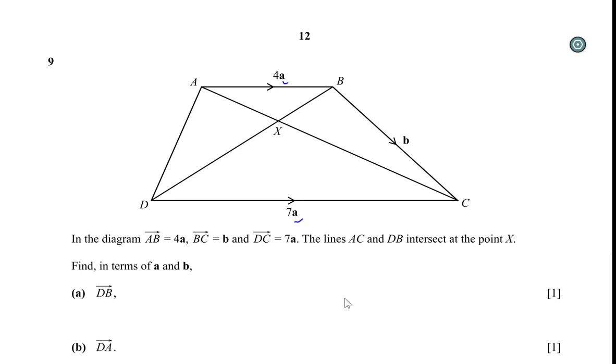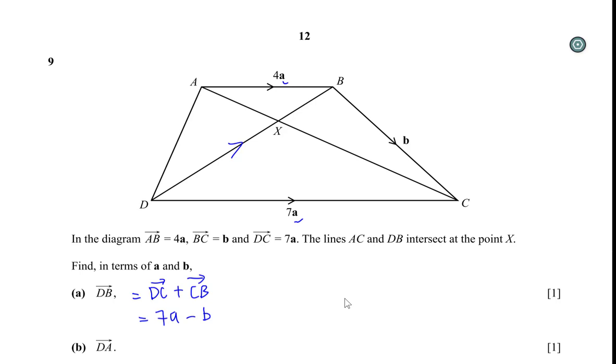D to B, which is this one. Where's the B? BC. Oh, this is BC. Okay, so DB will be DC plus CB. Alright, this is a bonus mark. So it will be DC plus CB. DC will be 7A, CB will be negative B. Okay, because opposite direction, you should be able to see.